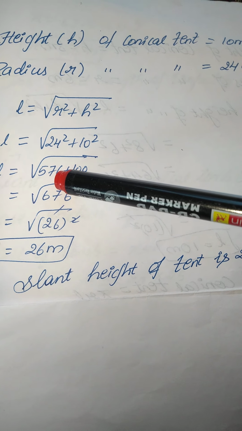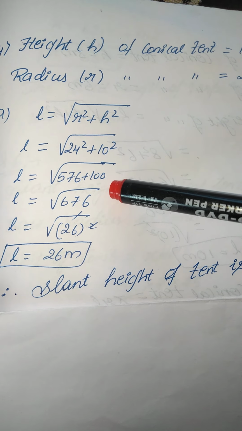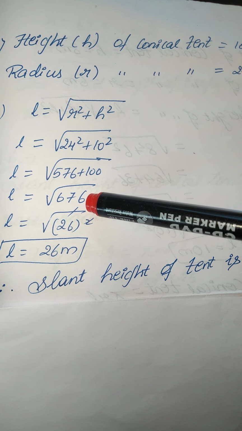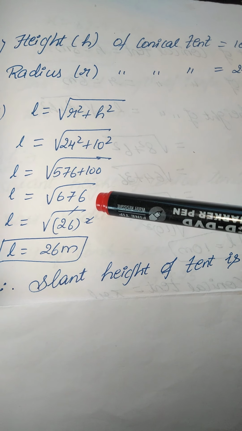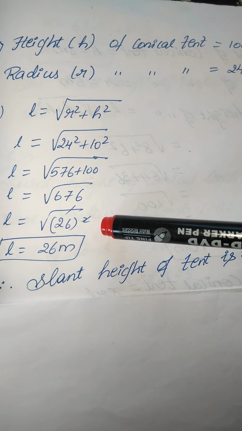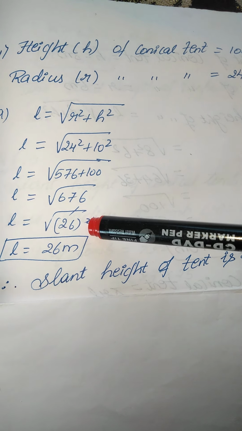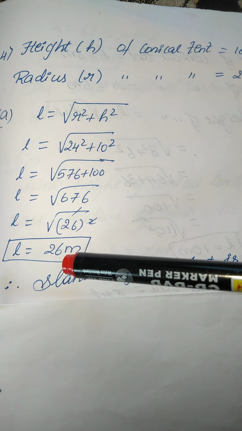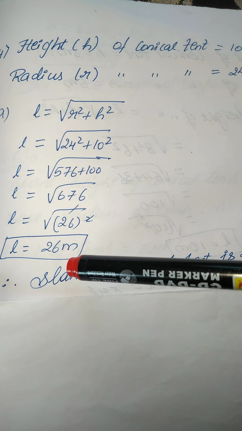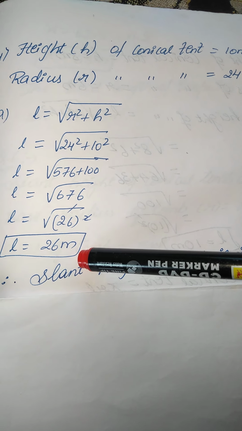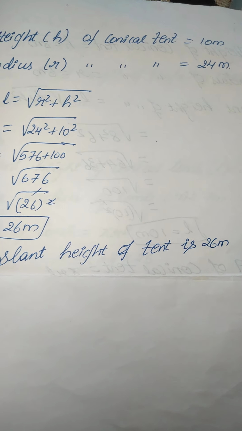24 square is 576 and 10 square is 100. On adding I'll get 676. Whose square is 676? 26 square is 676. Square and square root get cancelled. Hence the slant height, that is L, is equal to 26 meters, children.